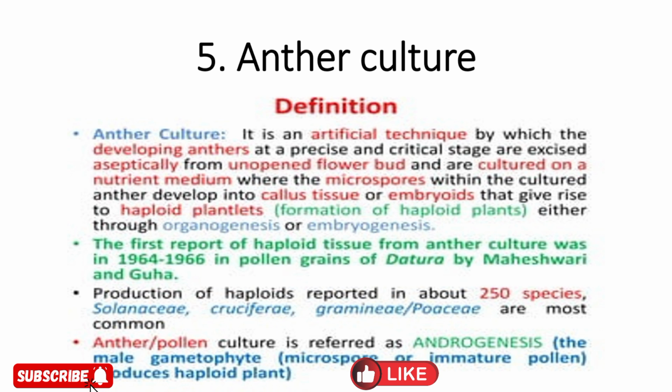The first report of haploid tissue from anther culture was in 1964 in pollen grains of Datura, family Solanaceae, by Maheshwari. Production of haploids has been reported in about 250 species in the Solanaceae family. Cruciferae and Gramineae are most common. So anther or pollen culture is referred to as androgenesis, the formation of the male gametophyte. Microspores are immature pollen that produce haploid plants. These haploid plants can also be converted into diploid plants by the application of a chemical known as colchicine.